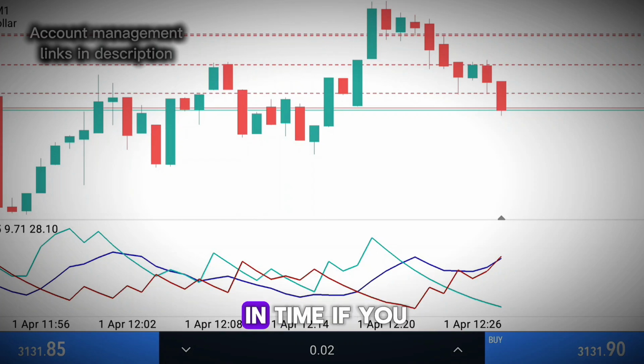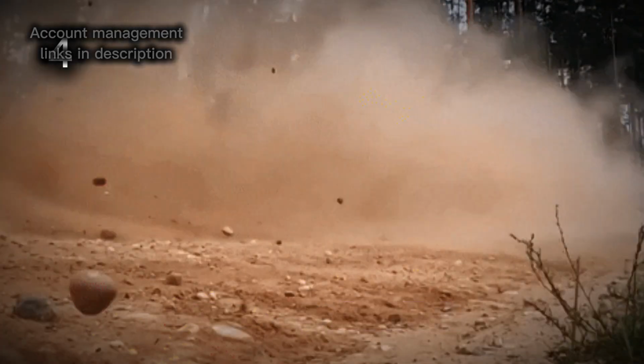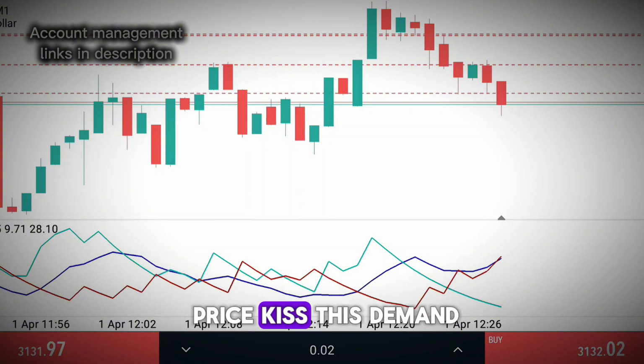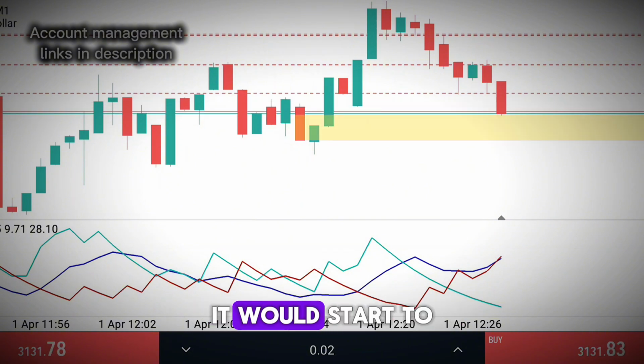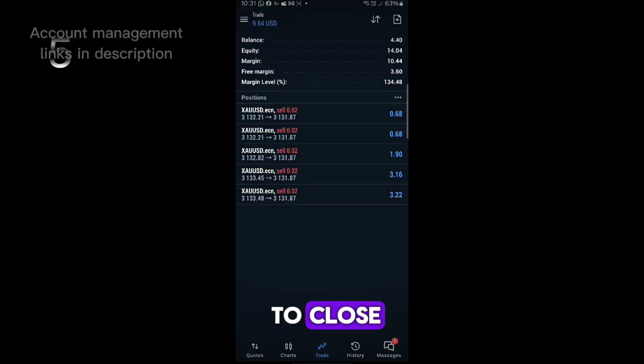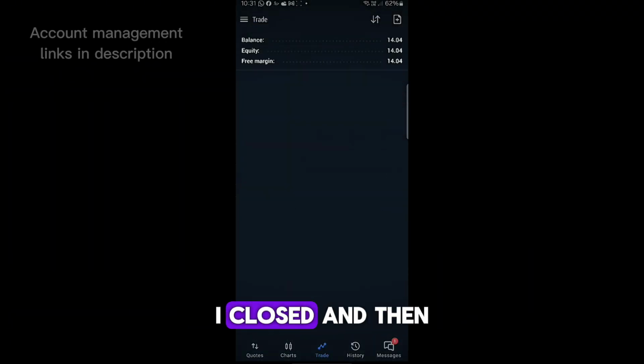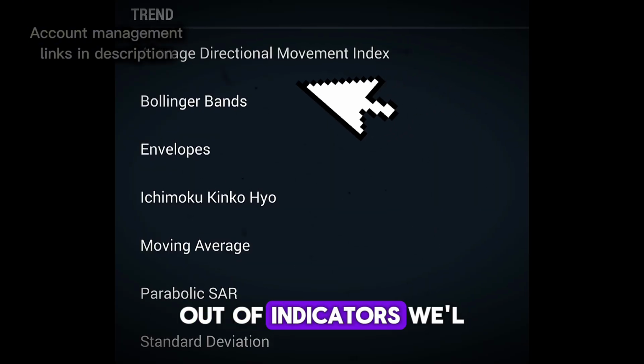So at this point in time, if you are going to re-enter, you want to re-enter very fast, because as soon as price hits this demand zone there, it will start to go up. That's why you want to close the moment it's kissing the demand zone, so you don't lose your profit. And that's what I did. I closed, and then I moved to the next indicator of the 7 indicators we'll cover in this video.